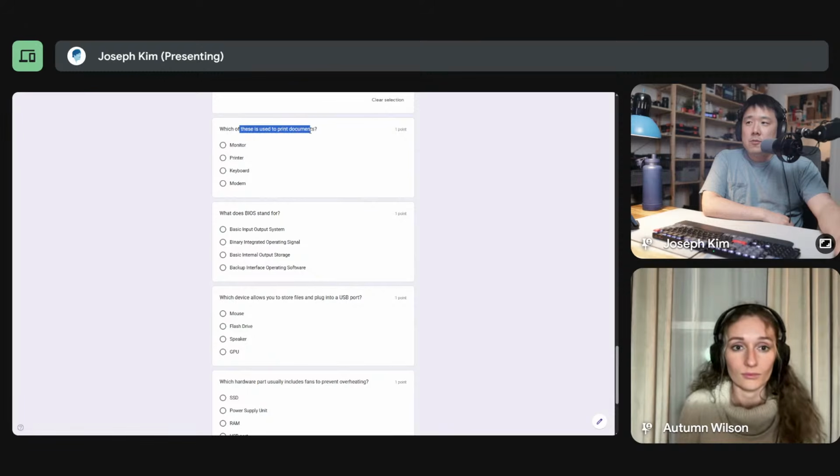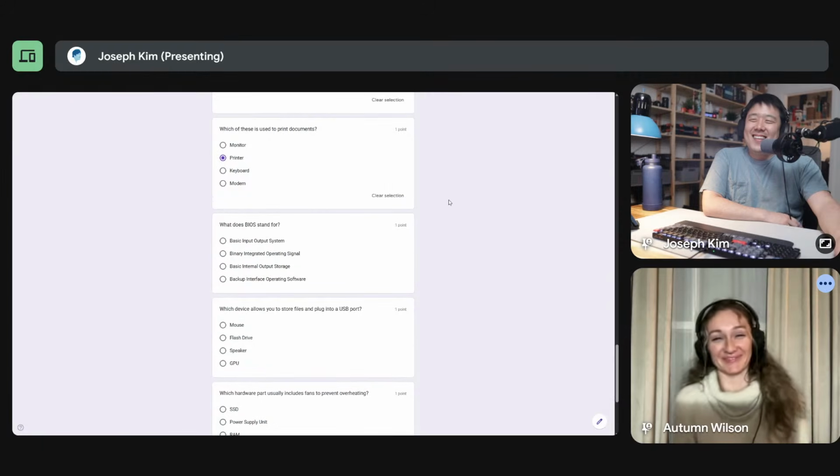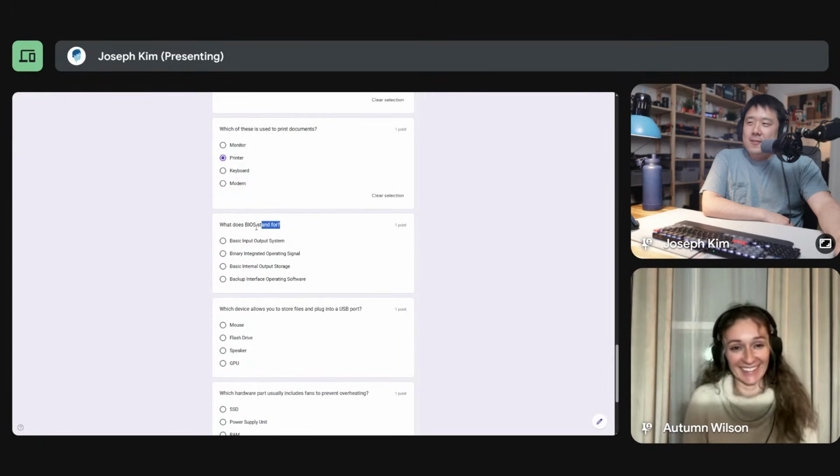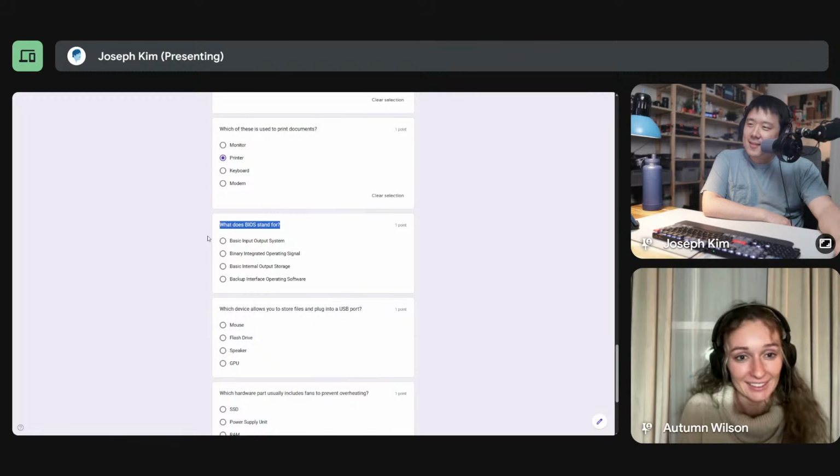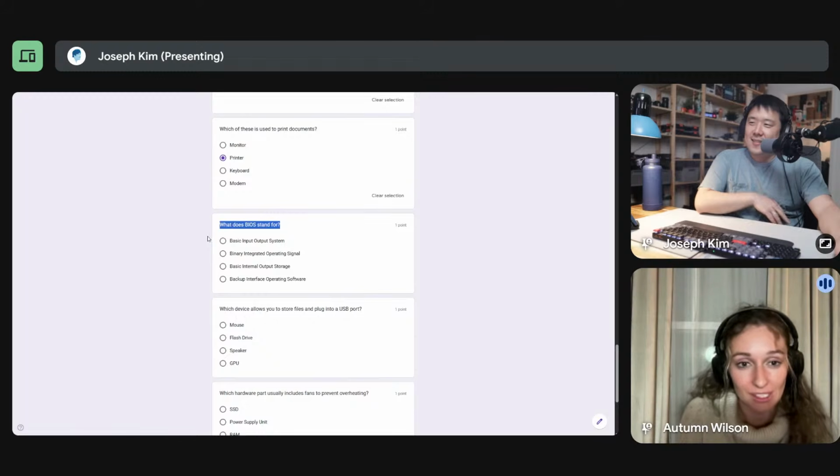Which of these is used to print documents? Printer. What does BIOS stand for? My goodness. This is the first time I'm seeing this.